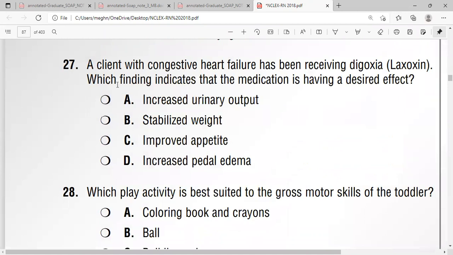Next question. A client with congestive heart failure has been receiving digoxin or Lanoxin. Which findings indicate that the medication is having a desired effect?